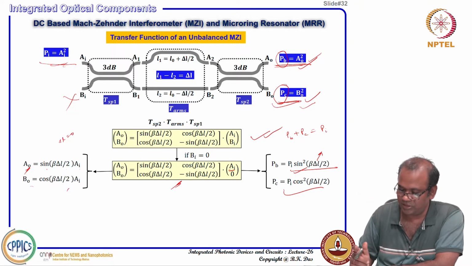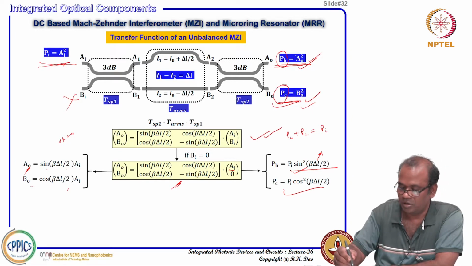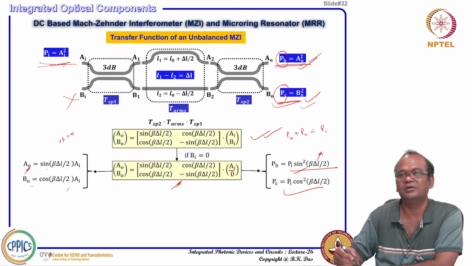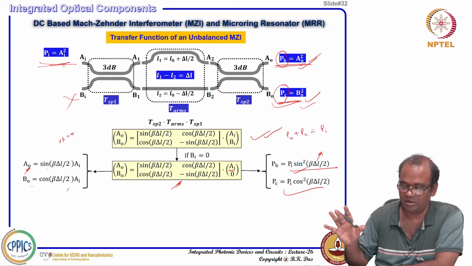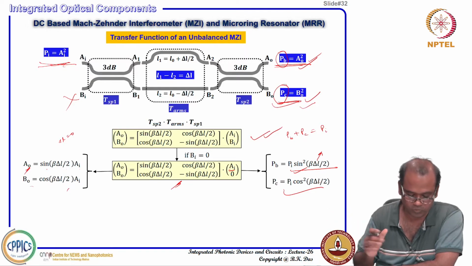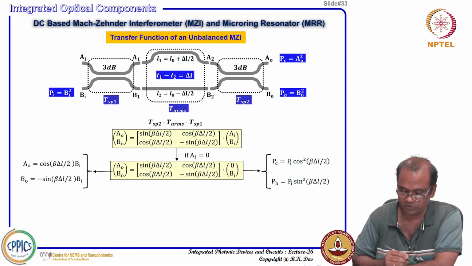For the moment you see that for a single input port, the output bar port and cross port are actually complementary to each other. One is a sine square function, another is a cosine square function. Total power remains constant. They are distributed among the two output ports. Good. So, now the reverse case we consider.